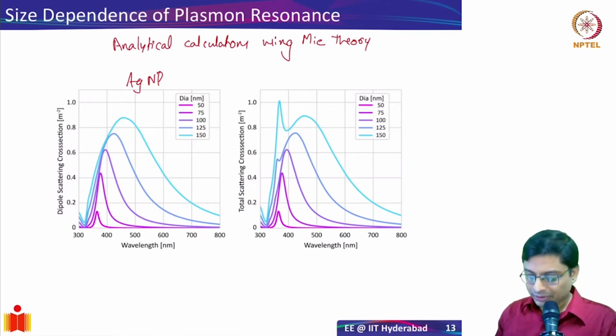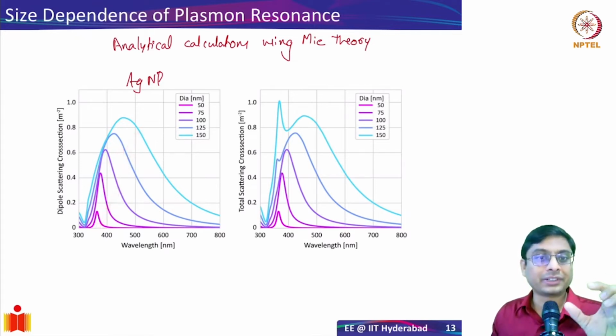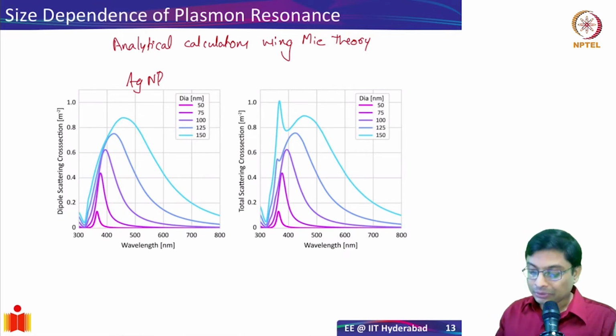In this case, what you're seeing is that the scattering cross section is exhibiting an increase. Basically, the overall scattering is increasing. As the nanoparticle size increases, it's scattering better. That kind of makes intuitive sense. And also, the resonant frequency is redshifting. Why does the redshift happen?